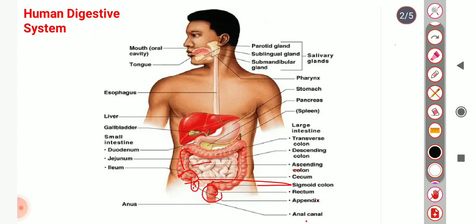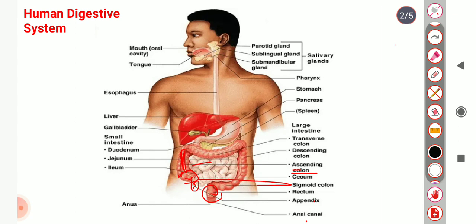The second part is the colon. The cecum leads into the colon, which is divided into four regions: ascending, transverse, descending, and sigmoid colon. The ascending colon is the shortest part of the colon. The colon has longitudinal bands called taeniae coli and small pouches called haustra.